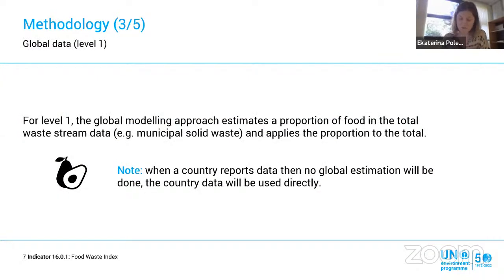Next slide, please. For level 1, the global modeling approach estimates the proportion of food in the total waste stream data, for example, municipal solid waste, and applies the population to the total. It is important to note that when a country reports data, then no global estimation will be done. The country data will be used directly.